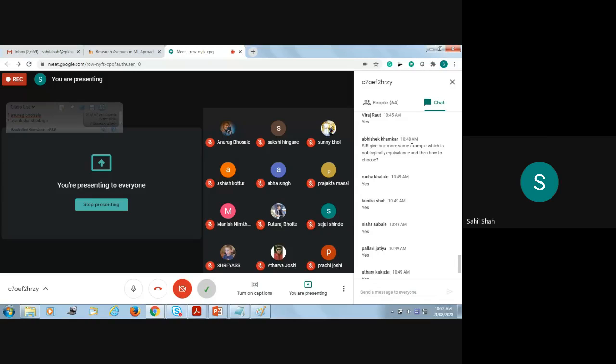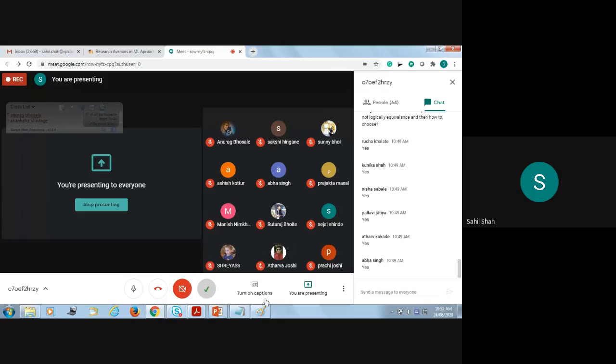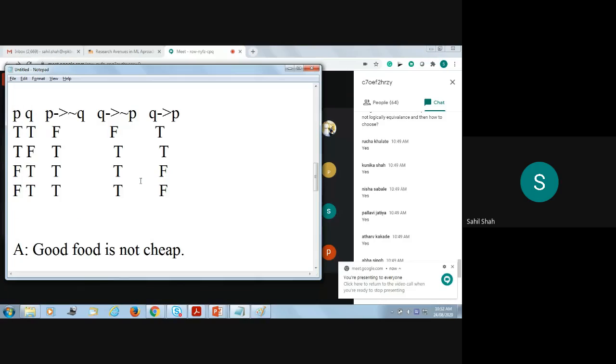One more example which is not logically equivalent, and then how to choose. So I think I have discussed how to choose. While choosing, you need to count the number of true values. So in the first, you are having the number of true values as 3, while in the second, you are having only 2. So 3 is more than 2, so you are going to choose the first.